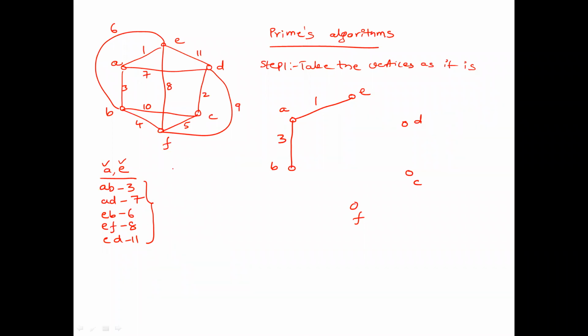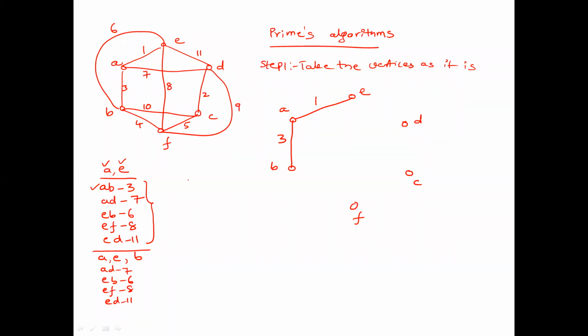Now our set of vertices is increasing. Now you have to consider A, E, and B also. These are the vertices under consideration. Now you consider all the edges corresponding to these 3 vertices. Anyhow, we already picked AB, right? So the leftover will be as it is: AD will be 7, EB will be 6, EF will be 8, ED will be 11.